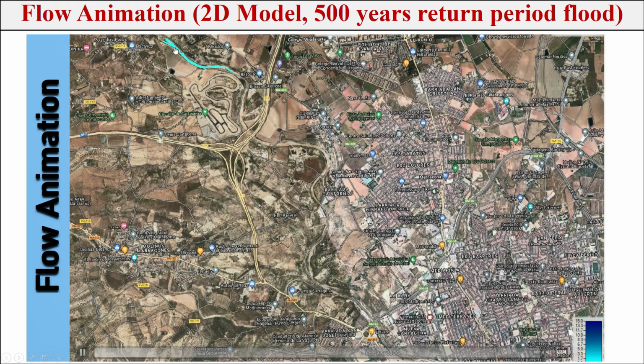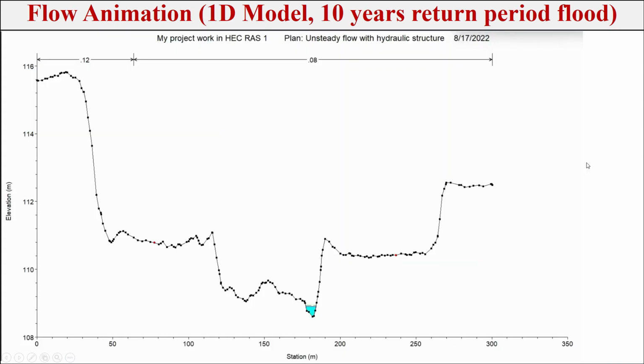Now you can see how the flow occurs in the river in the 2D model for the 500 years return period. You can see the flow animation. Here the flow increases and again decreases. This is how flow occurs in the two-dimensional model. Now you can also watch the flow animation in the cross section of the river. This is the 1D model cross section plot for the 10 years return period, showing how flow increases in the river and again goes back to the original level.